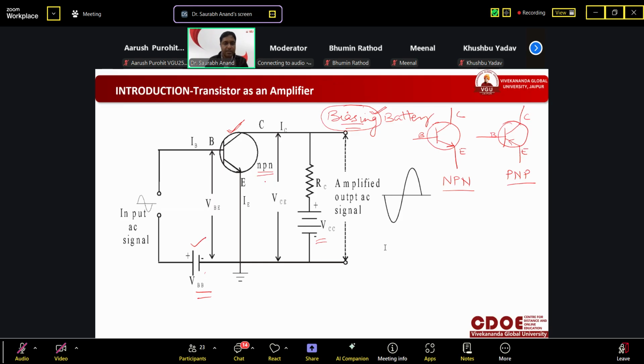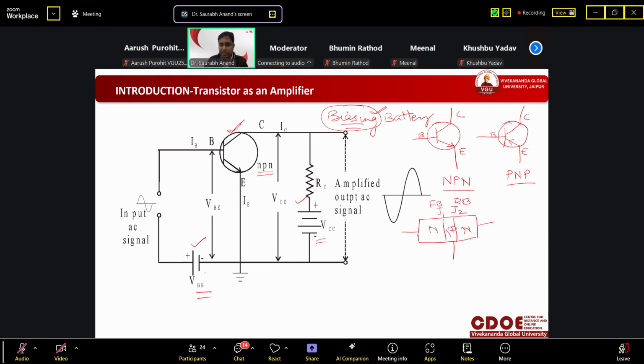This is one battery, this is the second battery. Why are two batteries used? Because this is the block diagram of a PNP or NPN transistor, any transistor. This junction is J1, and this is junction J2. This junction should be forward biased and this junction should be reverse biased. Suppose we are using NPN, so I will write NPN here. This is N, this is P, this is N.